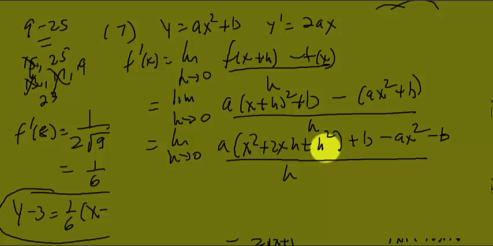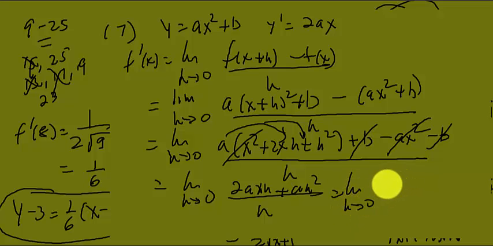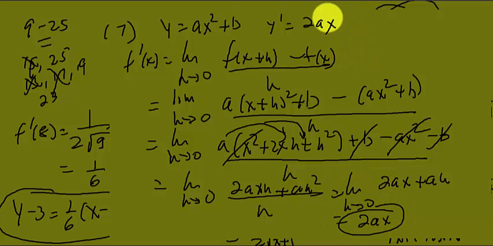Now let's clean this up real fast. This is negative ax squared, this is positive ax squared. This is negative b and positive b. So everything else on the top, now I have a limit as h goes to 0, a times that, which is going to give me 2axh, and a times this is going to give me ah squared, all that over h. What can I factor out? H and reduce. Notice I keep writing limit because I haven't taken the limit yet, so 2ax plus ah. How do I take a limit? Plug it in. When I plug it in, I get 2ax, and there it is.